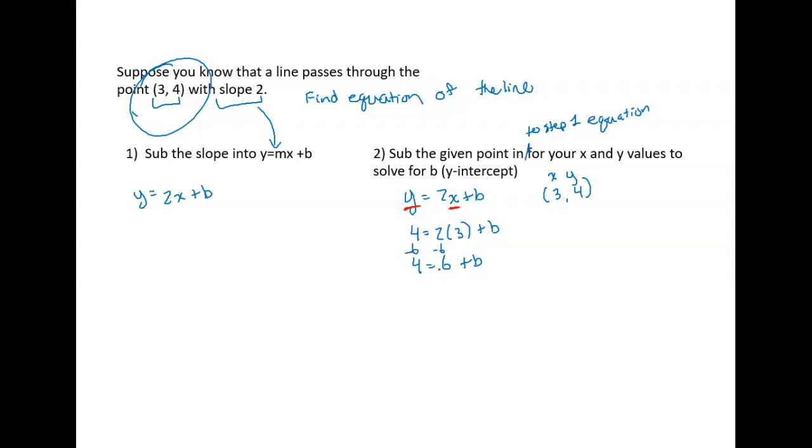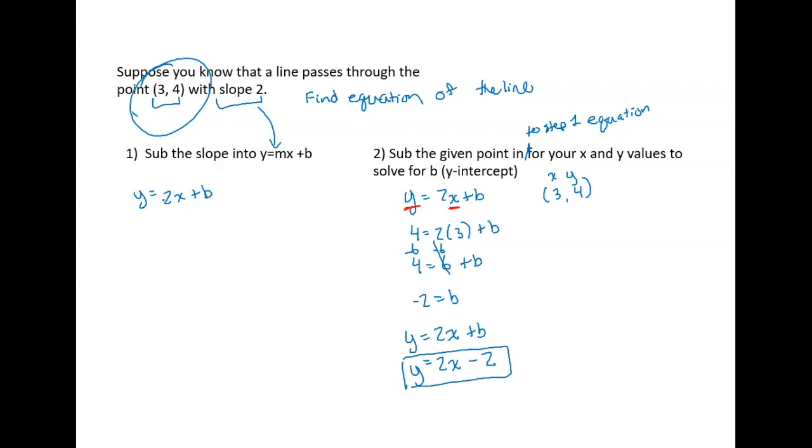So we're going to subtract 6 from both sides, which will go away. 4 take away 6 is negative 2. So that means that my b is negative 2. So I had 2x plus b, right? But now I know 2x minus 2. So I've calculated the equation of the line.